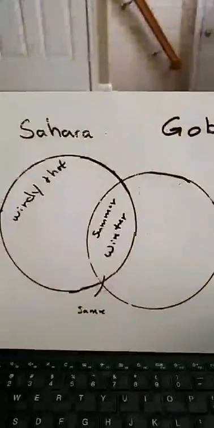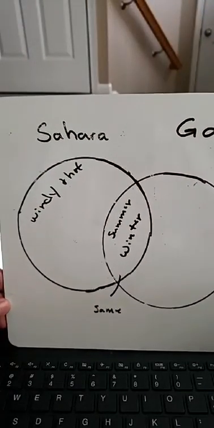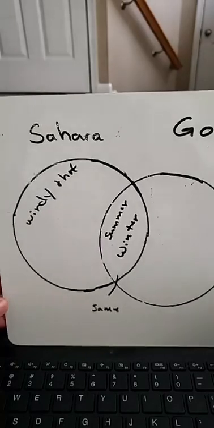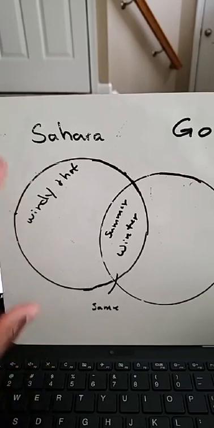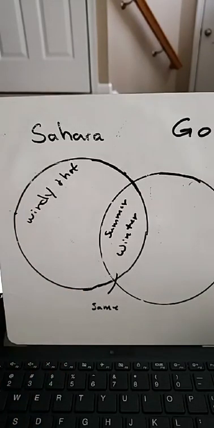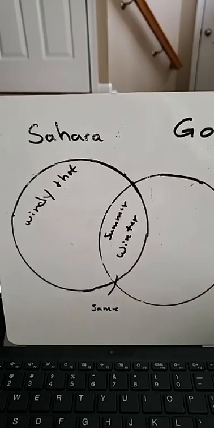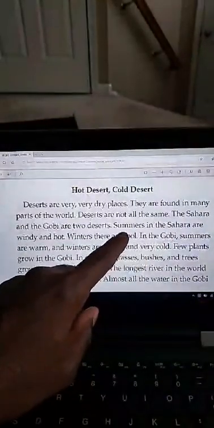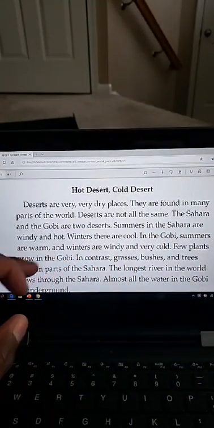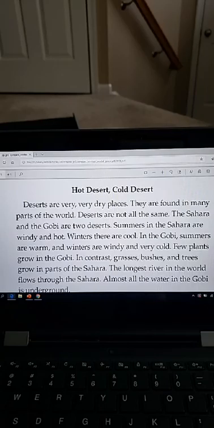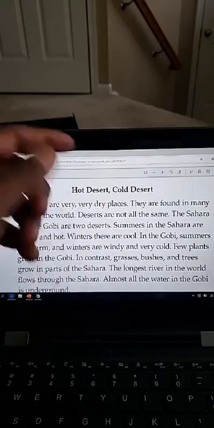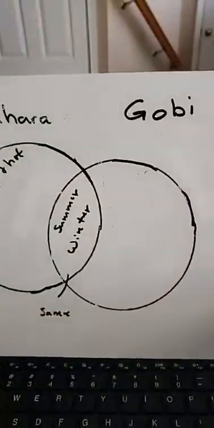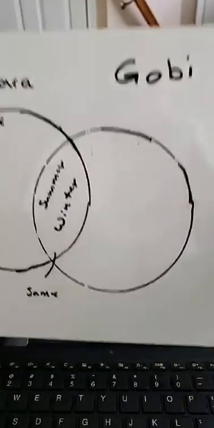On the side with the Sahara that contrasts from the Gobi, I'll use the outer side of my Venn diagram or double bubble. I'll write windy and hot, because the text said that summers in the Sahara are windy and hot. Now let's look at summers in the Gobi. Summers are warm in the Gobi. So under the Gobi, I'll write warm.